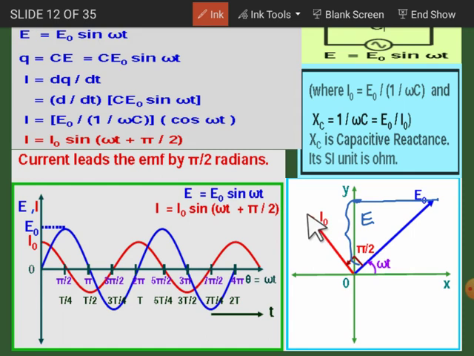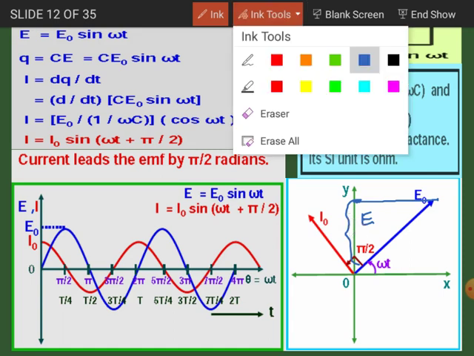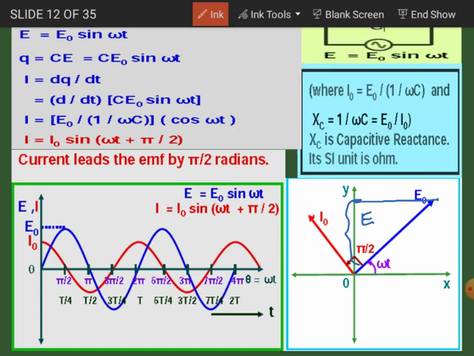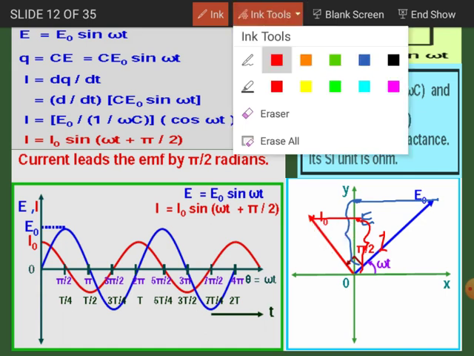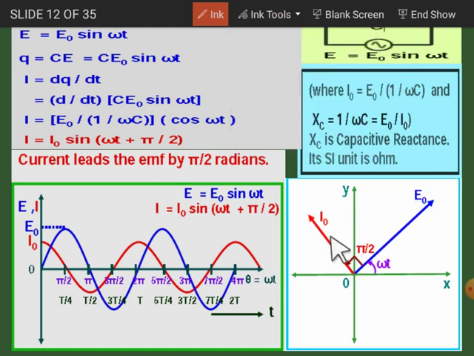Similarly, if you drop a perpendicular from this peak onto the y-axis, you will get the instantaneous current from here like this. The foot of the projection is here, so from the origin up to this, you will get the instantaneous current. Got it? So from this phasor diagram, we can easily see that your current is what? Leading the EMF by a phase of how much? Pi by 2 radian. Got it?